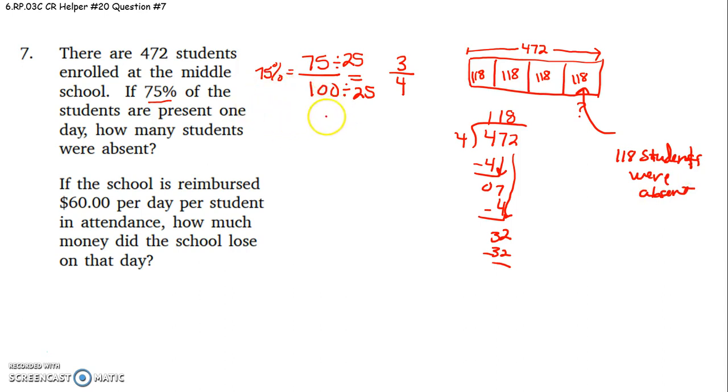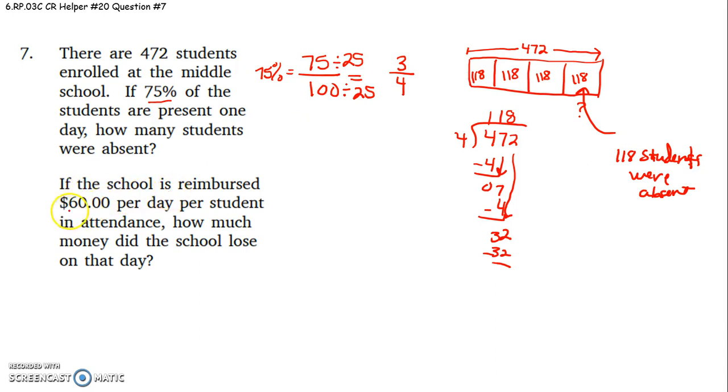Another way to do this problem is you can always just take your 3/4 and multiply it by 472 if you wanted to find 75%. At the 6th grade level, a lot of times you use tape diagrams.